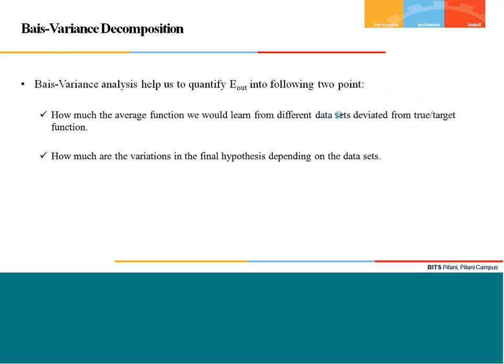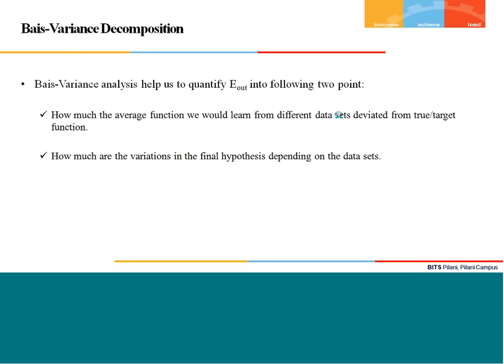So what is bias variance? Bias variance analysis helps us to quantify E out, meaning the error outside, or the error on the unseen data. We can quantify it if we want to evaluate, or do analysis on, the factors that are affecting my error outside. I just want to clear again that E out means the error on the unseen data. I hope that you understand this.